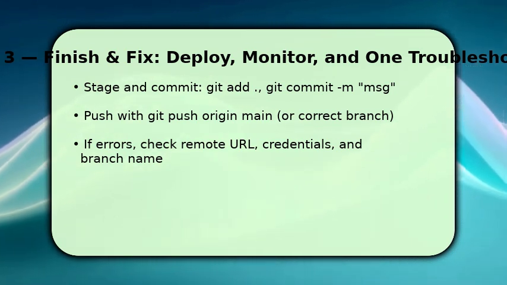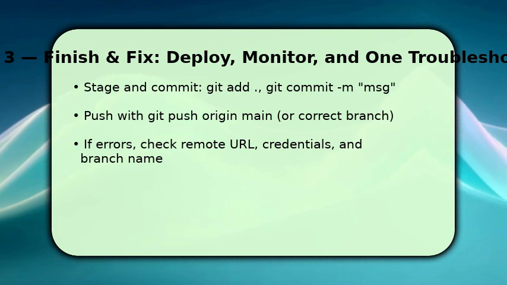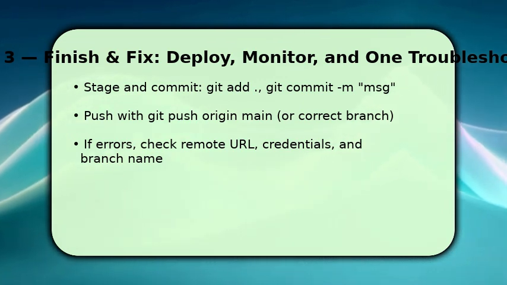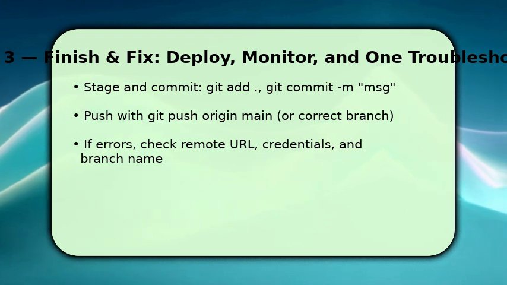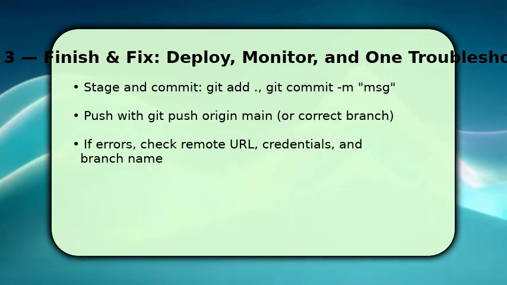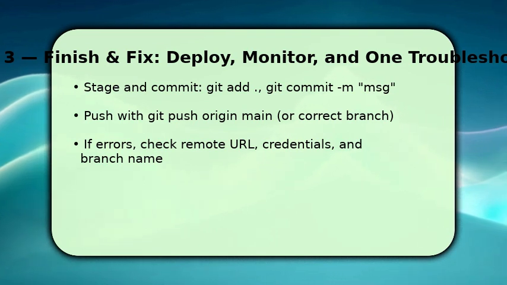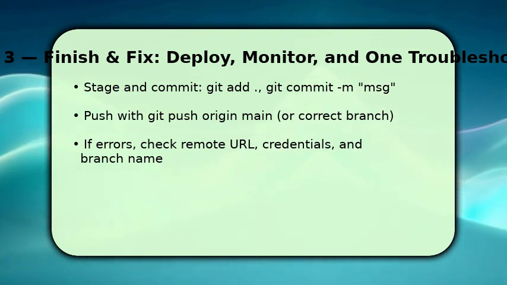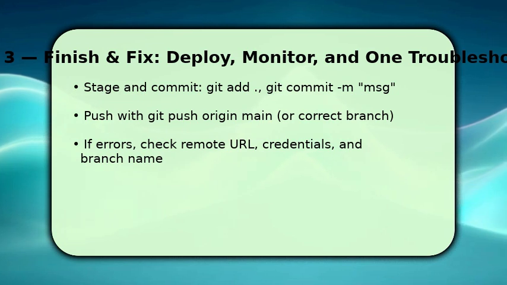If you hit authentication, remote, or permission errors, first verify the remote URL with git remote -v. Confirm your SSH key or token is active, and make sure you're pushing to the correct branch. If necessary, re-authenticate via VS Code or gh auth login to restore access.